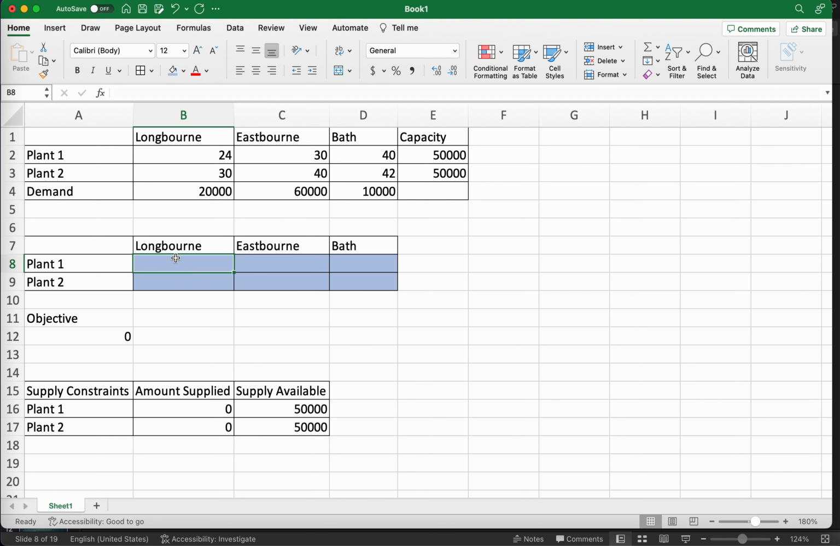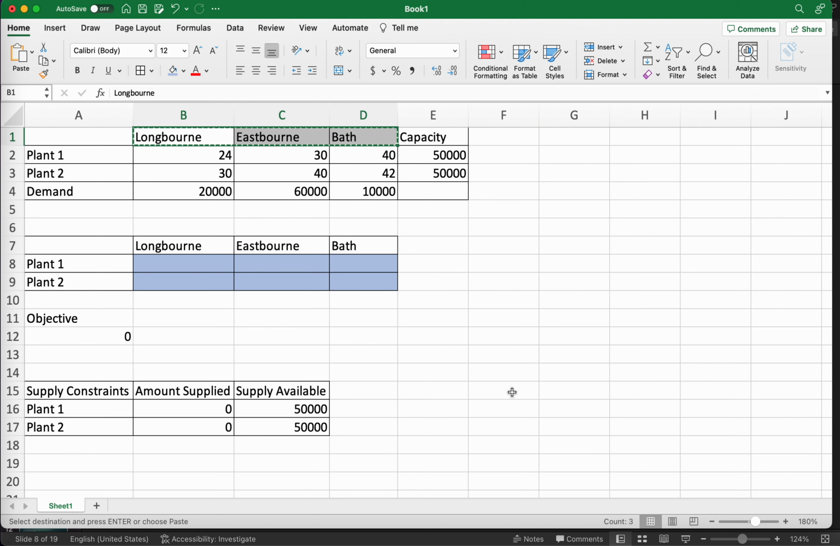This will tell you, say, 5,000, saying that from plant 1, you will send 5,000 units to Longbourn. Say 2,000, plant 1 to Eastbourne, and 5,000 from plant 1 to Bath. Whatever numbers come out, they will come out. But you don't have to worry about what the numbers are going to be. The solution is going to come from Excel. Excel has this tool called Solver. We will use the Solver tool to do this solution. Again, if you've done this before, great. If not, I hope you're following me.